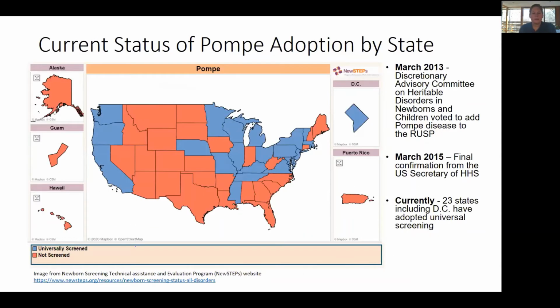When we look at the United States, state by state, we can see here the current adoption. This is starting in March 2013, when Pompe disease was first added to the recommended universal screening panel, and then March 2015, when the final confirmation was received by the US Secretary of Health and Human Services. Currently 23 states, including DC, have adopted universal screening. And I did see today that Kansas recently added newborn screening for Pompe to their screening panel.